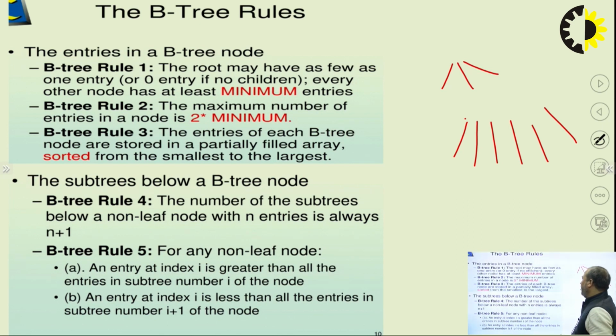B-tree rule 4: the number of subtrees below a non-leaf node with n entries is always n plus 1. For any non-leaf node, an entry at index I is greater than all the entries in subtree number I of the node, and an entry at index I is less than all the entries in subtree number I plus 1 of the node.